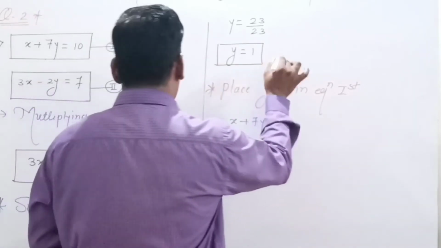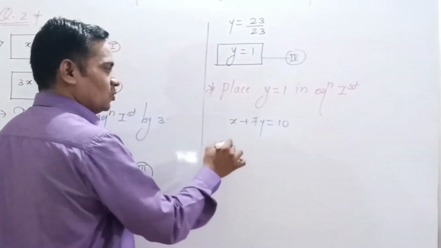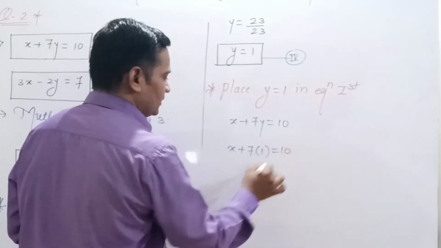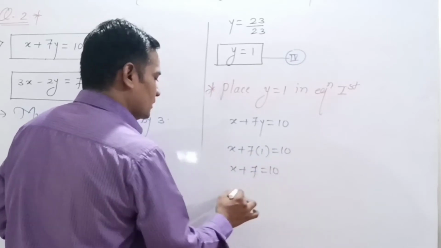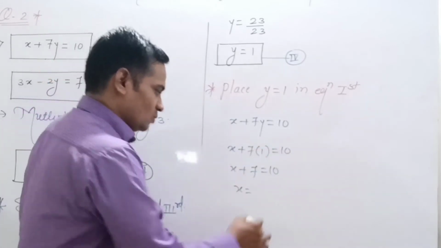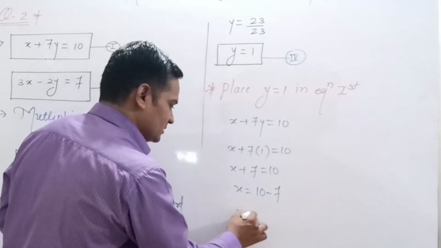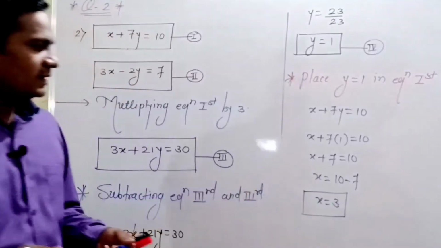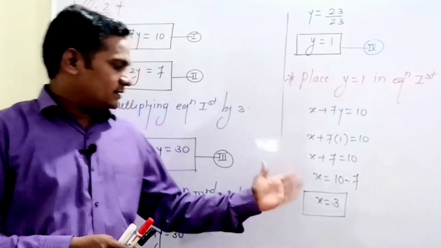Call this equation number, suppose 4. Here it is. So x as it is, 7 into 1 is equal to 10. So x plus 7 ones are 7 is equal to 10. So x is equal to, now transfer this 7 to the RHS. So it will become 10 minus 7, plus will become minus. So x is equal to 3. Now this is the value of the second variable x. In this way, easily we can complete this example.